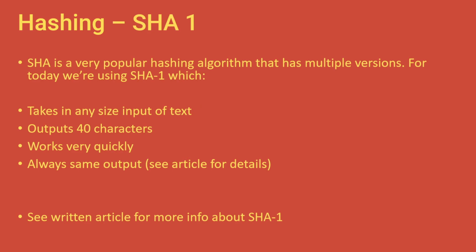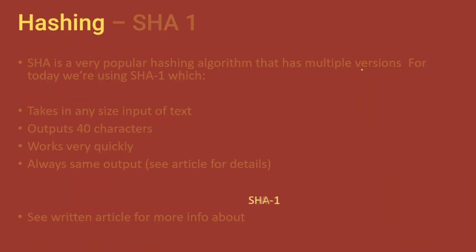So SHA-1 is a super popular one. SHA is just generally a superset of a whole bunch of different hashing algorithms. SHA-1 is a really old one that people use. It basically takes in any input size of characters, so you can take in 100,000 lines or whatever you want, and then it will output 40 characters. It's super fast, and it always has the same output, which is sort of true. See the actual article in the description for more details about SHA-1 and about some of the security issues with SHA-1 as well.